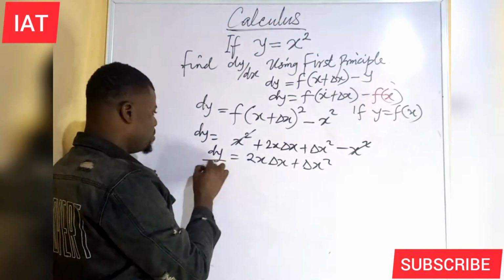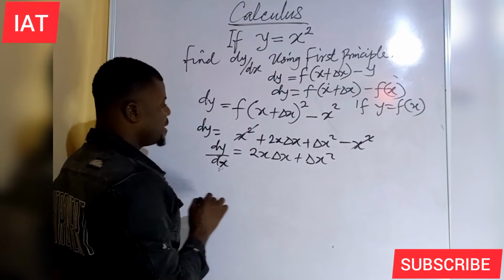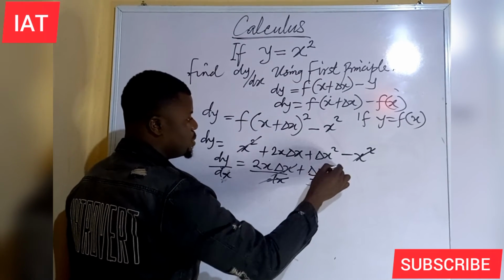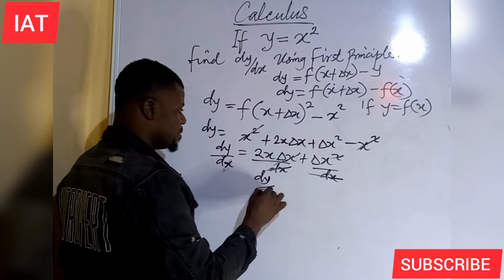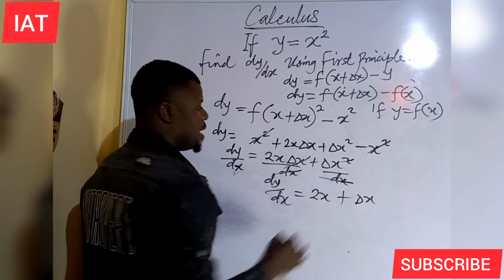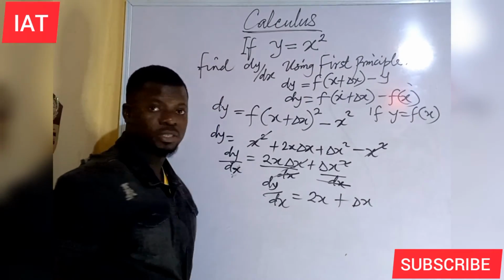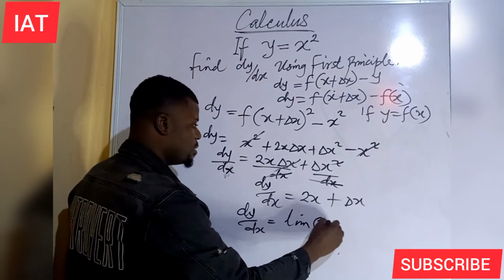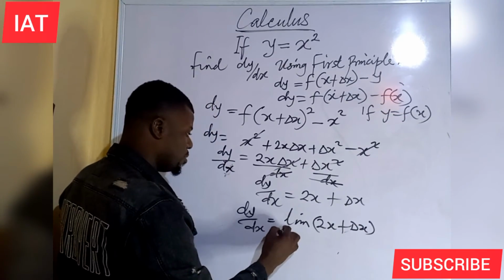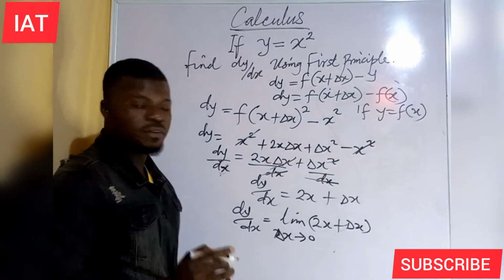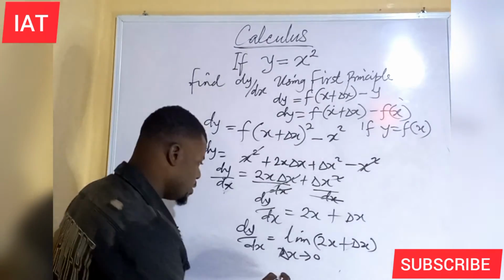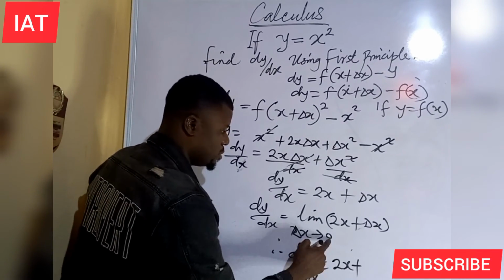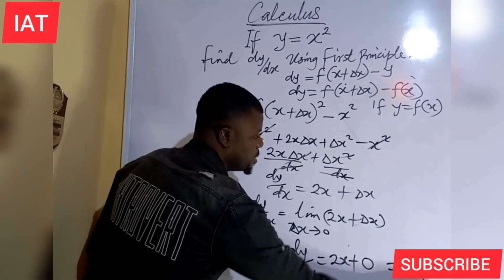At this point, we are going to divide both sides by dx. You can see that this will cancel this particular one, and this will reduce one of these. So dy over dx equals 2x plus dx. At this point, we are still saying that dx is surfacing even when we have divided both sides by dx. So we are saying dy over dx is going to be equal to the limit of 2x plus dx as dx tends to 0. So whenever we see dx, we substitute 0. So we have dy over dx equal to 2x plus 0, which is equal to 2x. It gives us that answer.